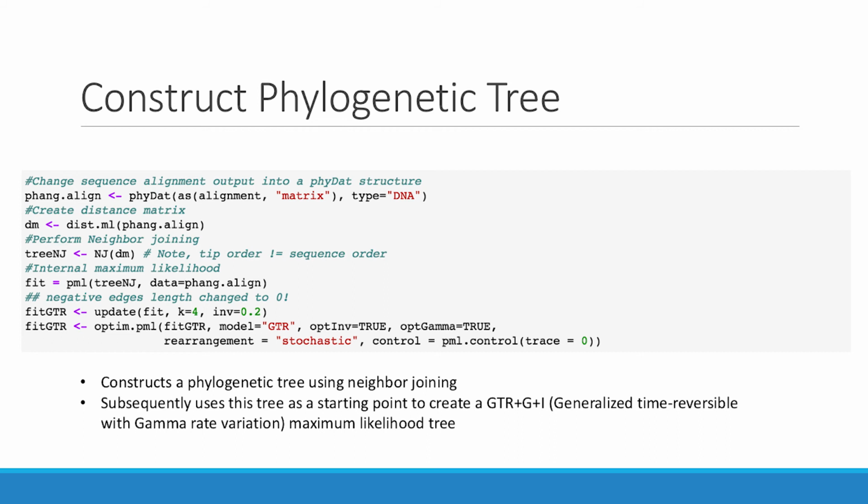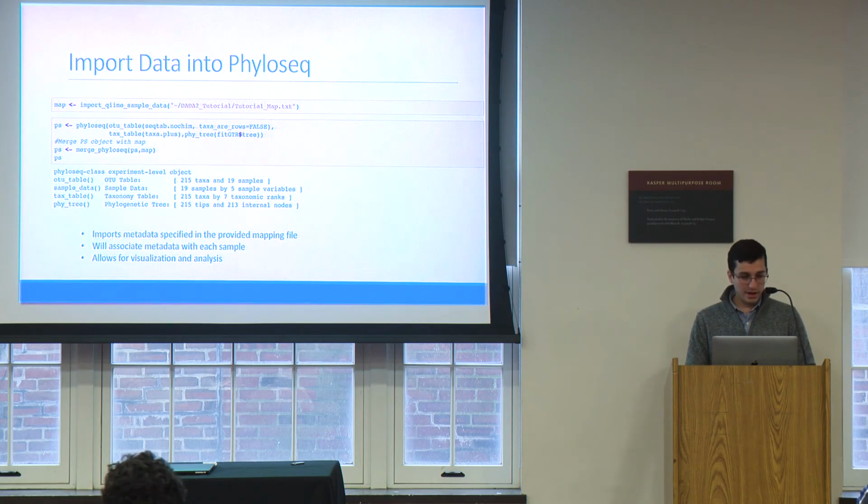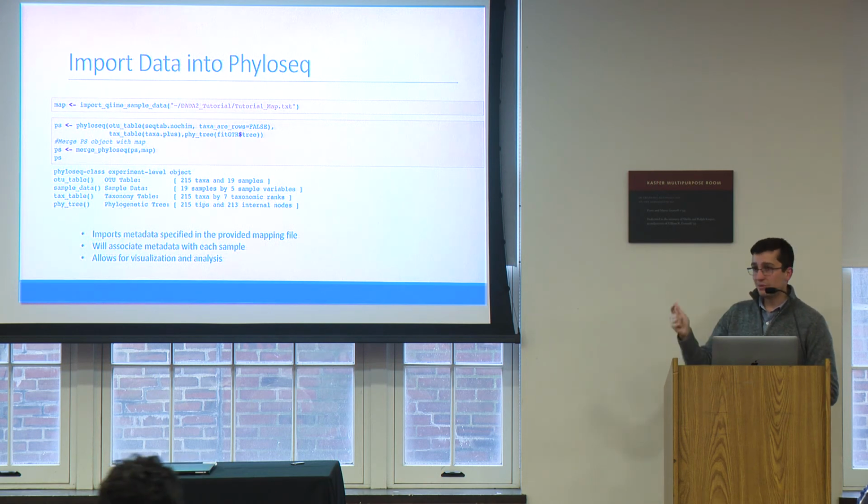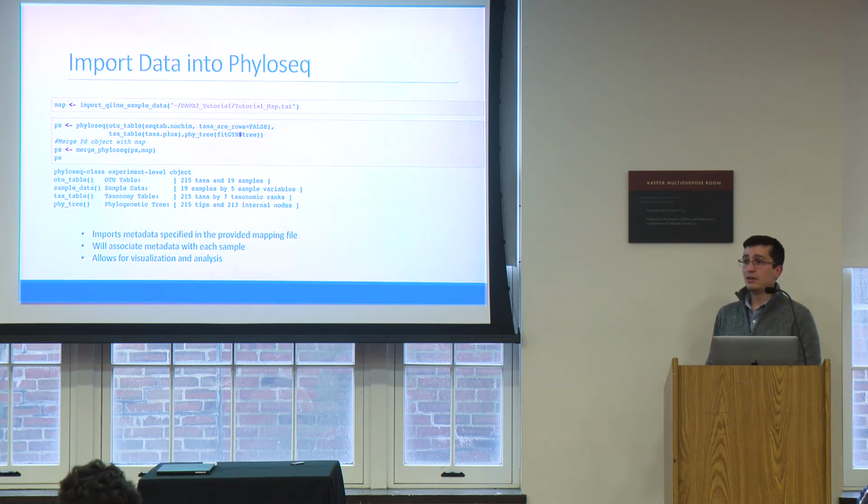This is one that I haven't really played around with too much, but I know there are other programs like FastTree that can also generate trees from your data. Okay, so that should give you a phylogenetic tree. So now you have a tree, sequence table, and taxonomy table. Now you're ready to actually analyze and visualize your data.